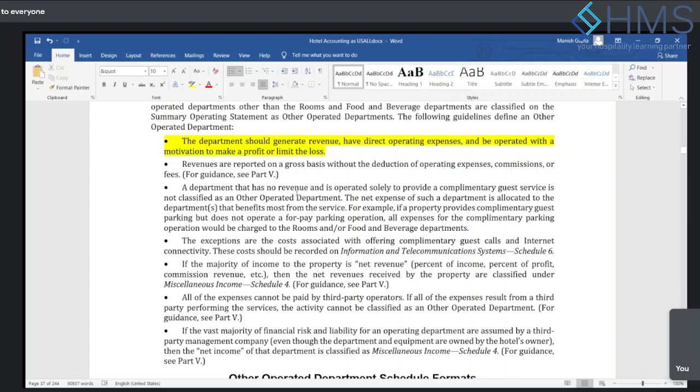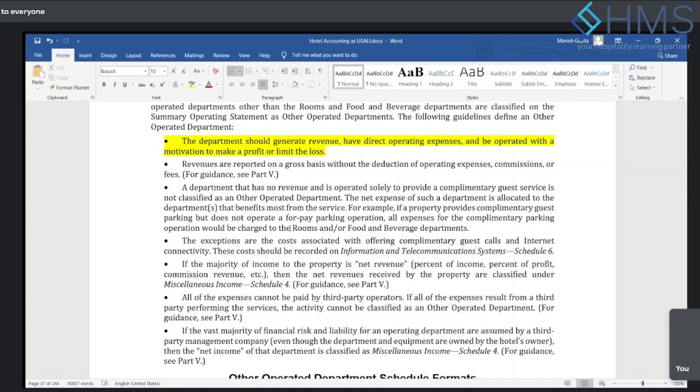Then, if the department has no revenue but is providing complimentary guest services, then it's not an other operating department. As I explained, for the telephone department, their cost will be charged to the department where most of the benefit is coming. So usually the cost of labor and everything else will be charged to the rooms department because it's serving the guest rooms, and the cost of telephone and everything else will be charged to telecommunication expenses under IT expense. So that's how you have to decide.